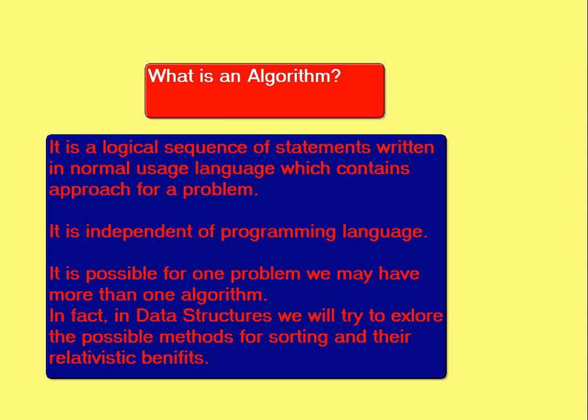In fact, it is possible that for one problem multiple solutions are possible. In the case of data structures, we will try to find out which algorithm, for example, which sorting algorithm, is better from a computational point of view. That is the essence of the data structures course. That way, for one problem there can be more than one solution. Whatever the solution is, if it is written in normal usage language, it is called an algorithm.